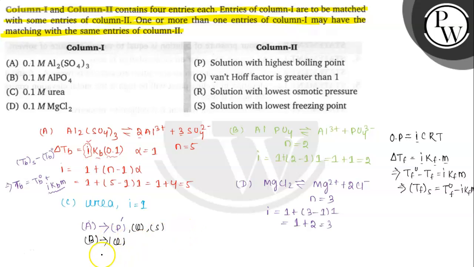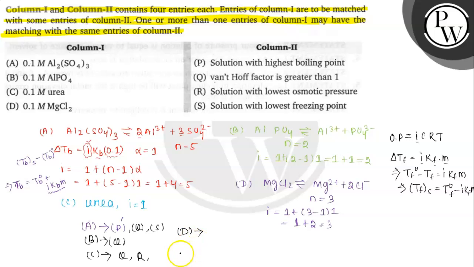Now we have C. So C, 0.1 molarity urea, solution with highest boiling point, no. Van't Hoff factor greater than 1, no. Solution with lowest osmotic pressure, yes, because the i value is less. So it is R. Now, solution with lowest freezing point, it has the highest freezing point because the i value is less. Freezing point and van't Hoff factor are inversely proportional. So it has the highest freezing point. So Q and R.